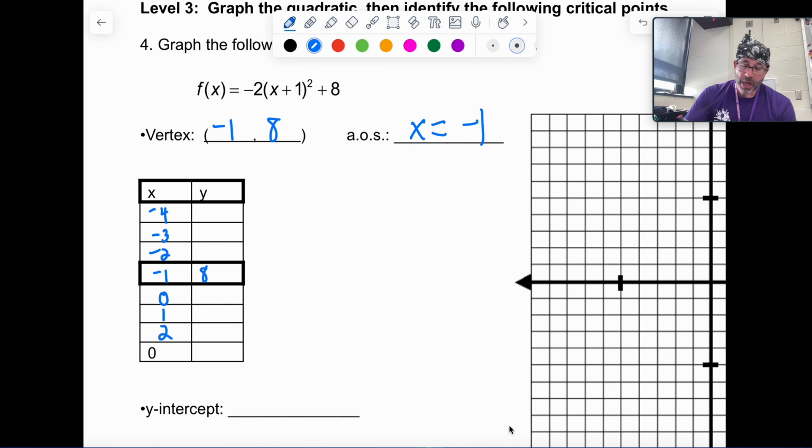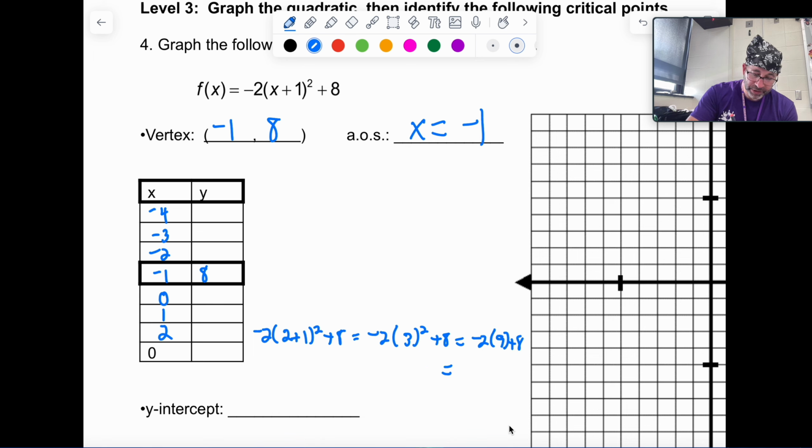and again, we'll see the symmetry there. When we put in a positive 2 down on the bottom here, we'll have negative 2, and then 2 plus 1 squared plus 8 means that we're going to have negative 2 times 3 squared plus 8. That's going to equal negative 2 times 9 plus 8. So that's negative 18 plus 8, which is negative 10. Okay, so we're going to have a negative 10 here, and we'll have a negative 10 over here.